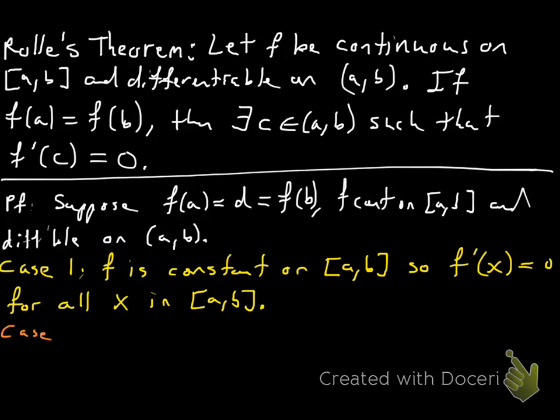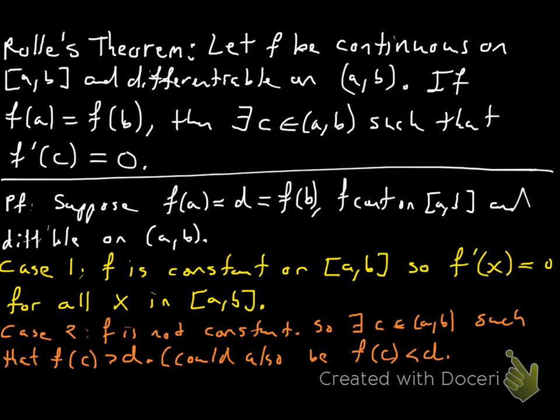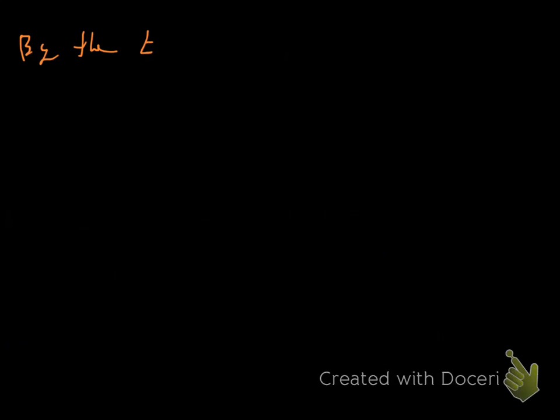Second case is f is not constant on the closed interval [a, b]. So there exists a c in (a, b) such that f of c is greater than d. It could also be less than d, but the argument's very similar. So it could be less than d or greater than d. We'll go ahead and do the greater than d. The cases are very similar.